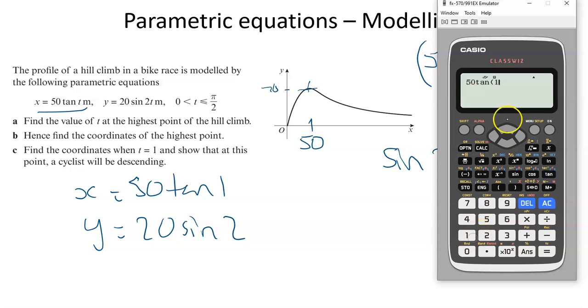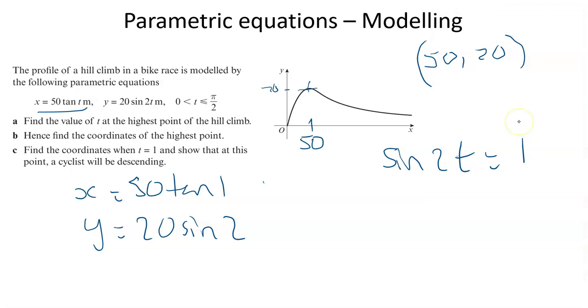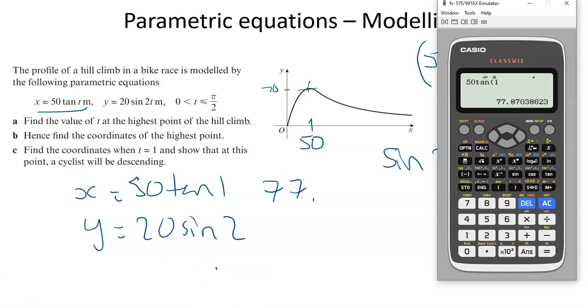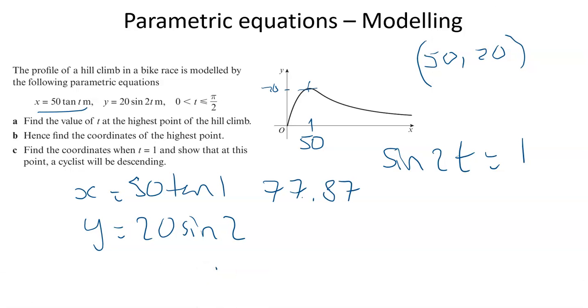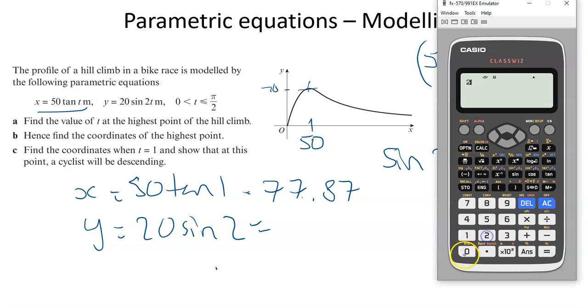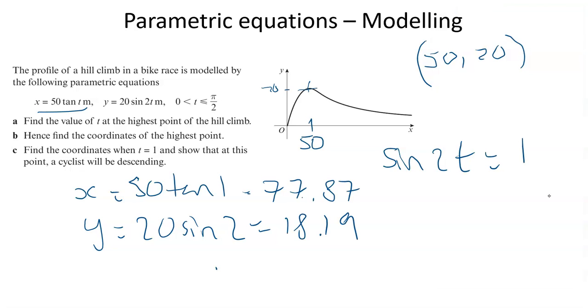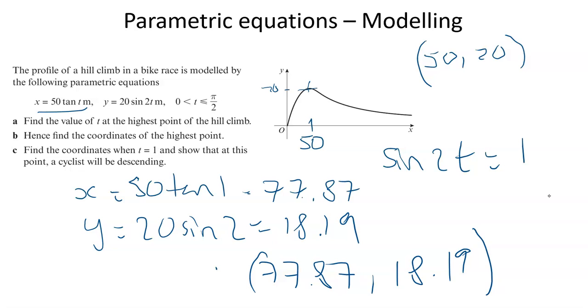Let's work out what those are. 50 tan of 1 in radians, of course, is 77.87. And the y value is going to be 20 sine 2, which is 18.19. So here are the coordinates. We should write it as a coordinate: 77.87, 18.19, and show that at this point the cyclist will be descending.